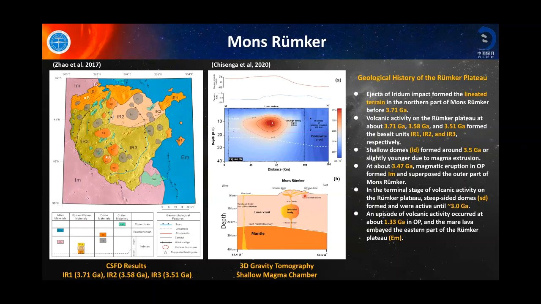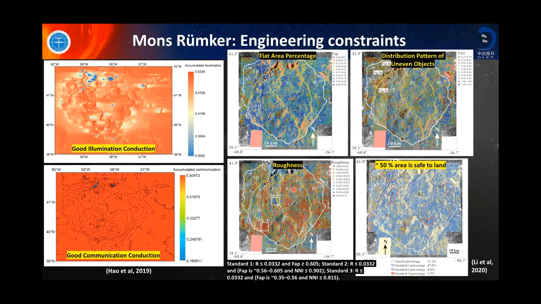Okay. There are actually also some engineering constraint studies on this region. I want to say Mons Rümker, from an engineering perspective, is not a bad place to land. It has good illumination condition, communication condition, and nearly half of Mons Rümker is safe to land.